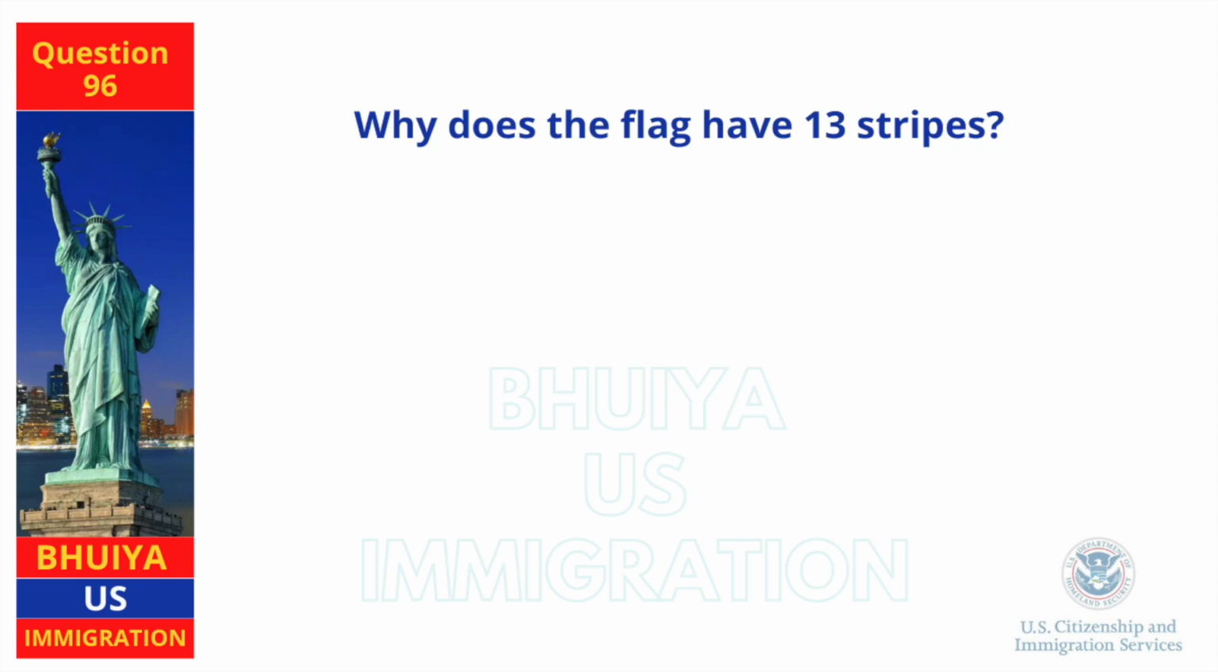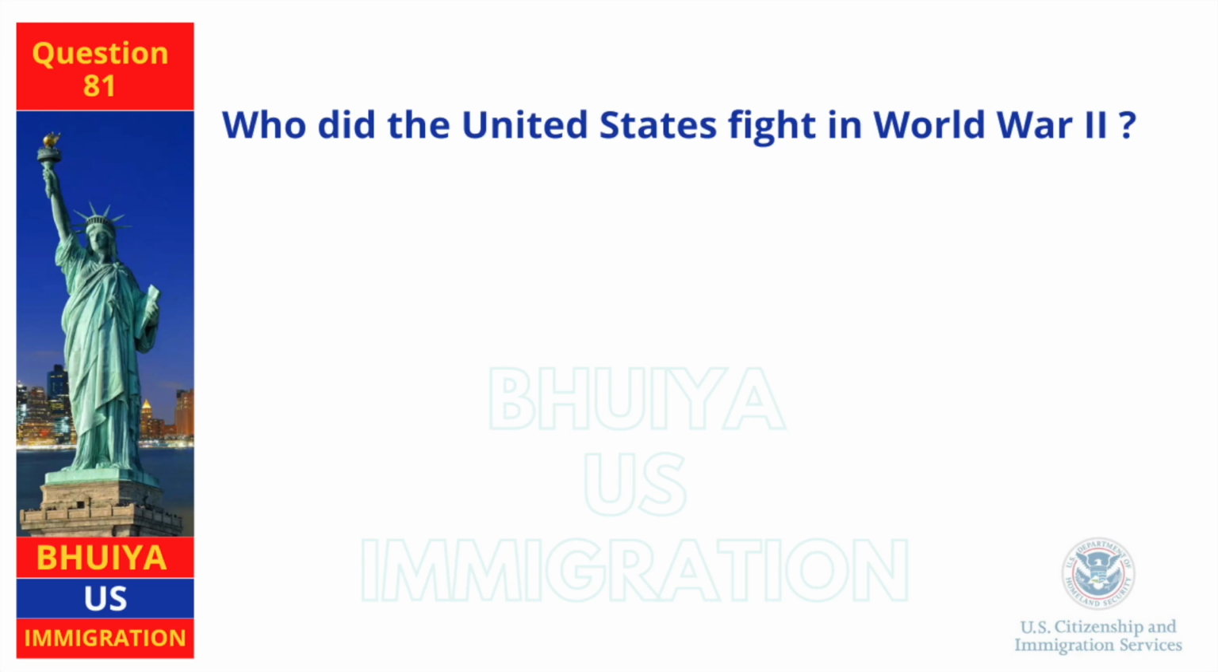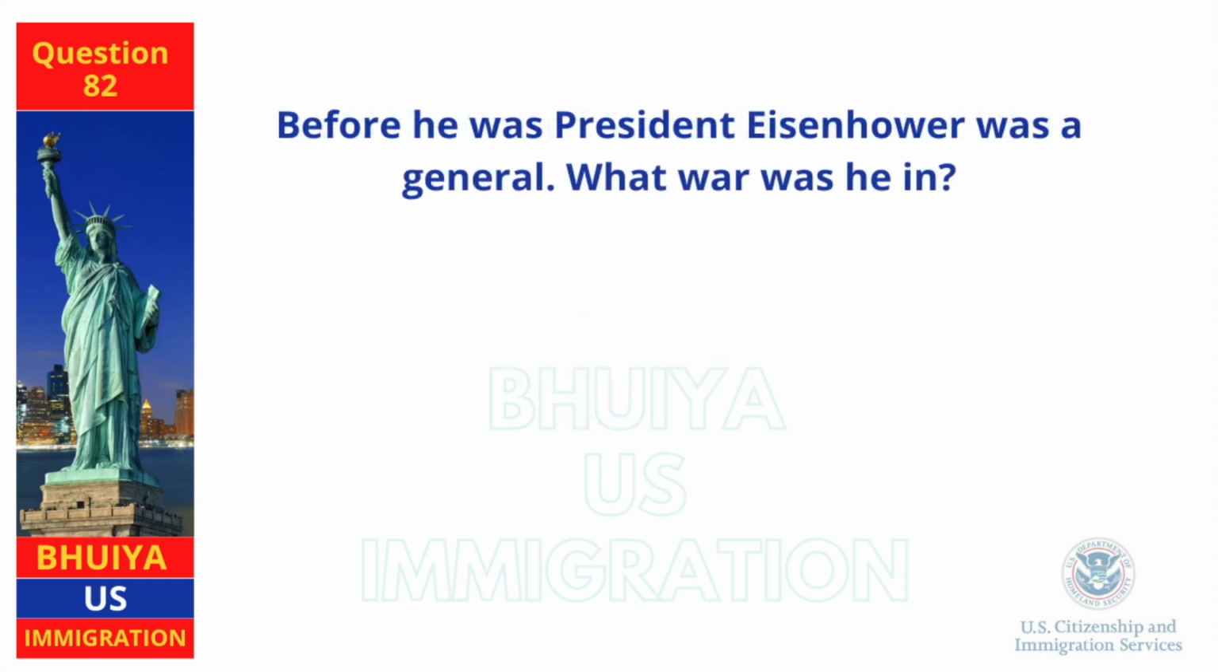Why does the flag have 13 stripes? Because there were 13 original colonies. Who did the United States fight in World War II? Japan, Germany, and Italy. Before he was president, Eisenhower was a general. What war was he in? World War II.